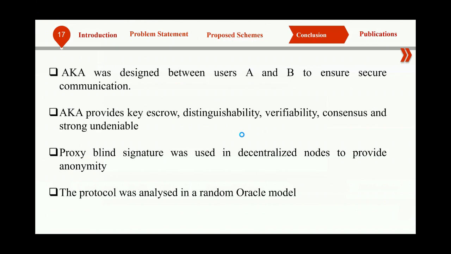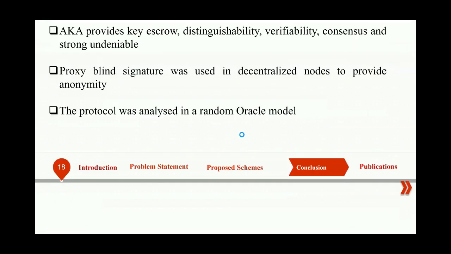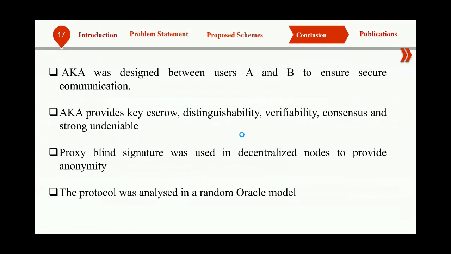In conclusion, we designed an authenticated key agreement between A and B to ensure secure communication. It provides key escrow prevention, verifiability, consensus, and strong undeniability. Also, the proxy blind signature was used in the decentralized setting to provide anonymity.